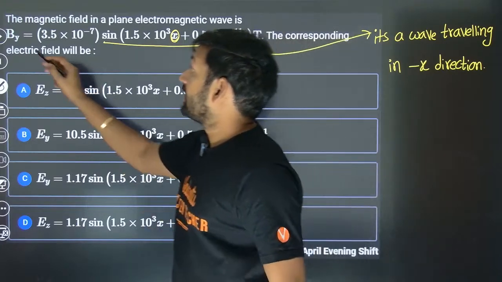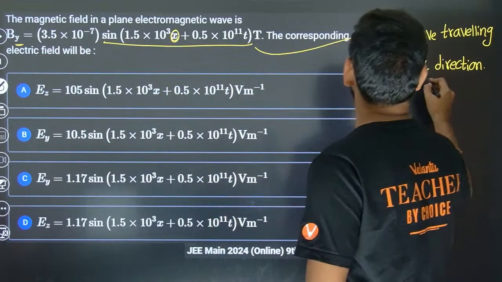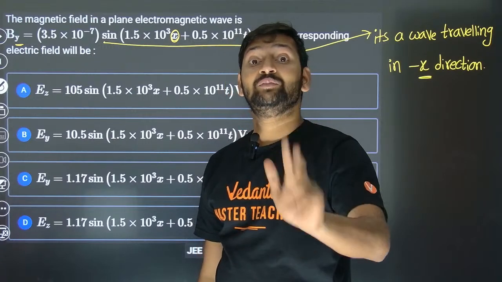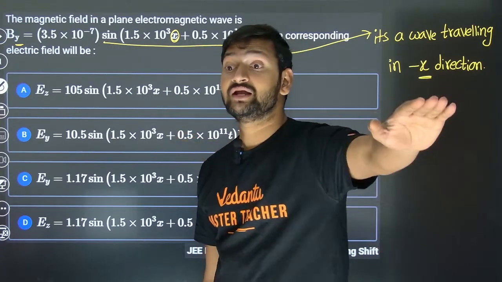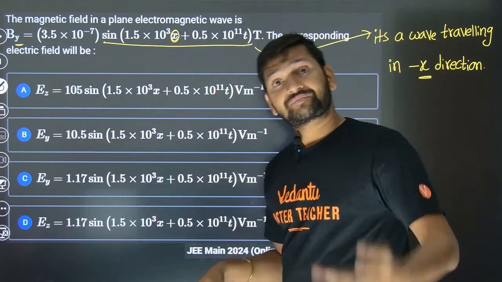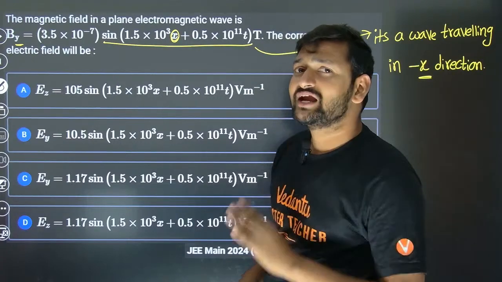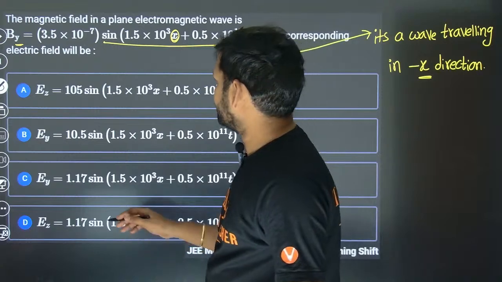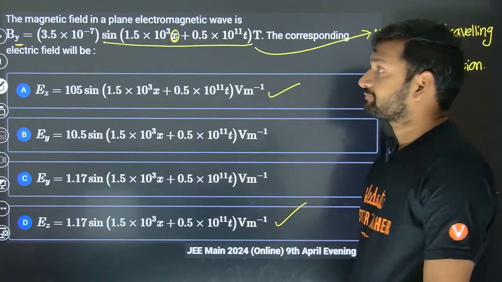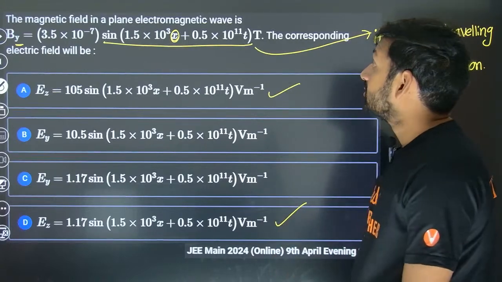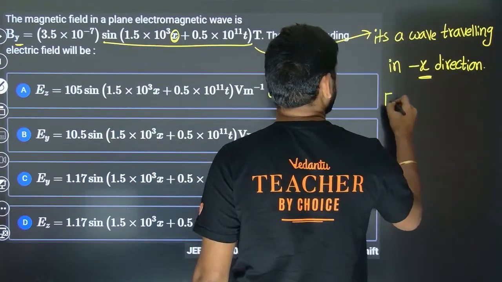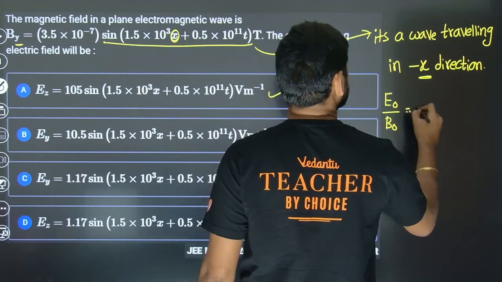Now look, as B is in y, wave is in x, so surely the electric field should be in z, because E, B and the direction of the EM wave should be perpendicular to each other. So B has taken y, wave has taken x, then automatically the electric field should be in z direction. So how many of the options have z direction? Yes, I have option A and I have option D. Now, can I get the amplitude? Yes, I can get the amplitude. E naught by B naught is going to be the wave speed.